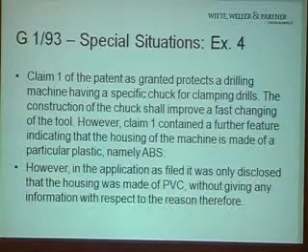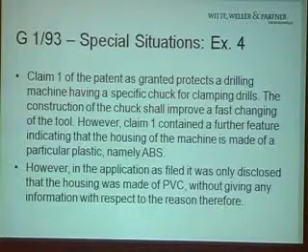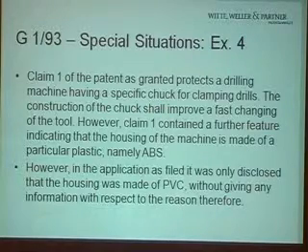There's another example. Claim 1 of the patent as granted protects a drilling machine having a specific chuck for clamping drills. The construction of the chuck may improve a fast changing of the tool. However, Claim 1 contained a further feature indicating that the housing of the machine is made of a particular plastic, namely ABS.